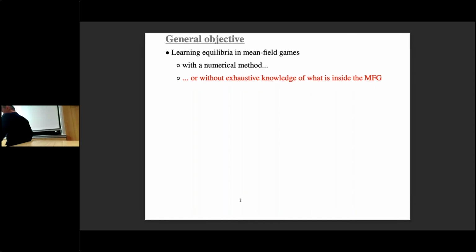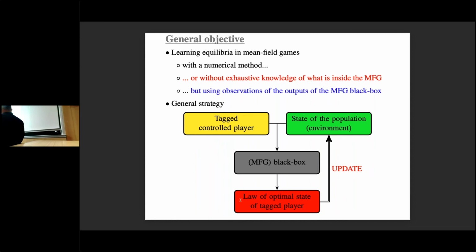So this is what I told you. You want to learn an equilibrium, and then next, possibly put this either in the form of a numerical method or some statistical learning methods, if you just have some observations. So this is the very general procedure that you should think of for learning, so for approximating, I should say. Maybe this is better for approximating the solution of a mean field game.